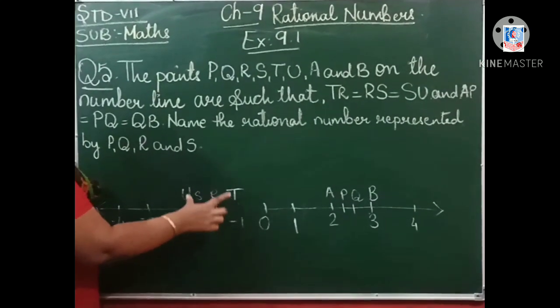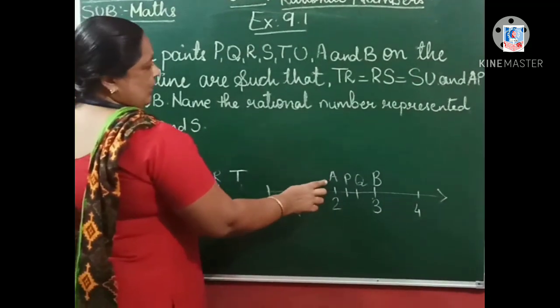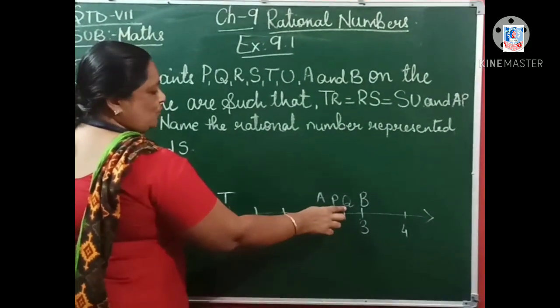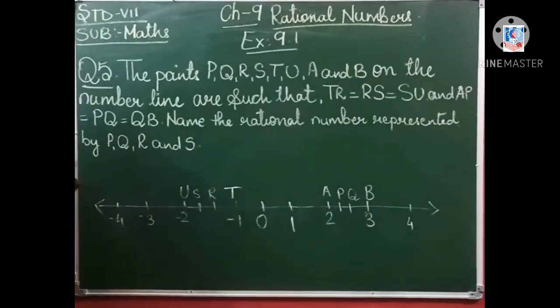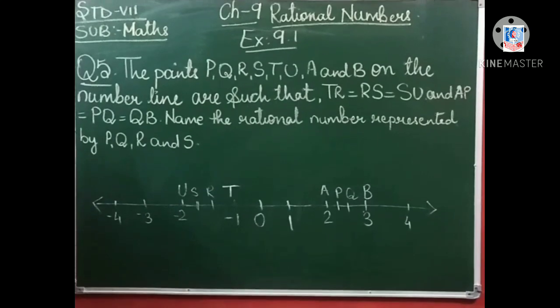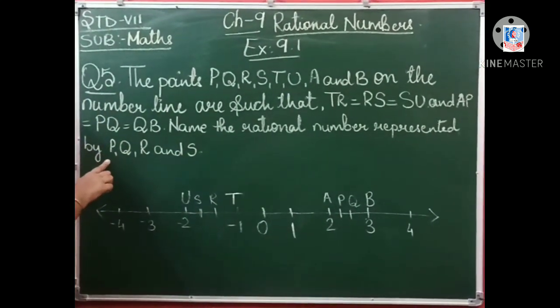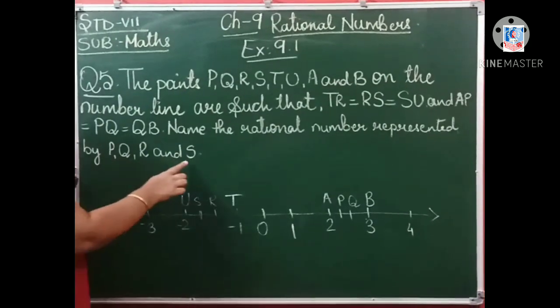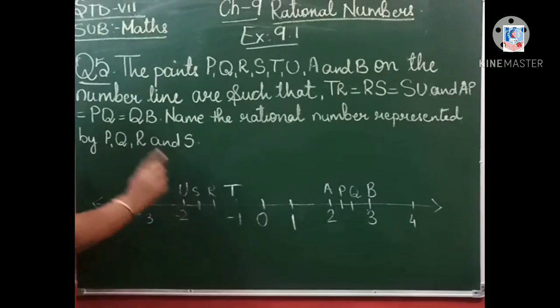That means they are divided in 3 equal parts. In the same way, AP is equal to PQ is equal to QB. Here also divided into 3 equal parts. We have to find the rational number represented by P, Q, R and S.